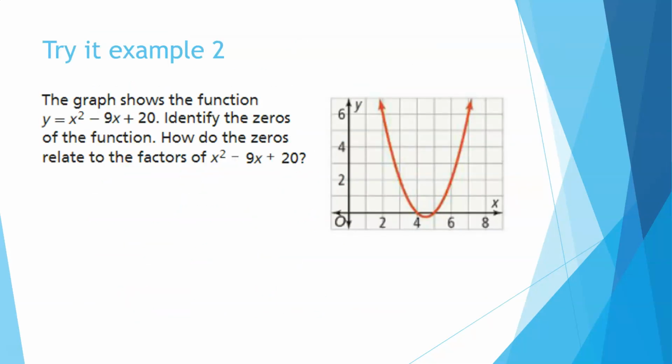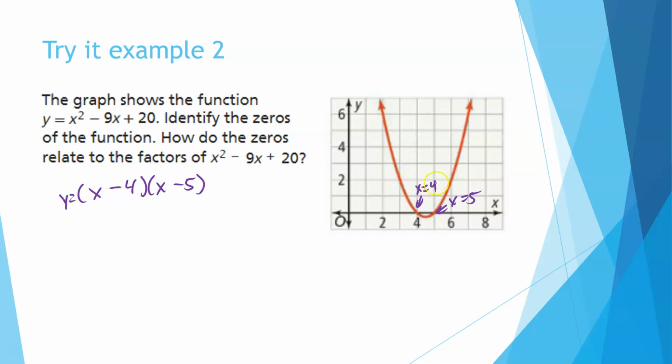So take a second and try this. The graph shows the function x squared minus 9x plus 20. Identify the zeros of the function, and how do the zeros relate to the factors? Your zeros should be x equals 4 and x equals 5. I want you to pause the video and factor it, and then see how they relate. So when you factored it, you should have gotten x minus 4 times x minus 5.